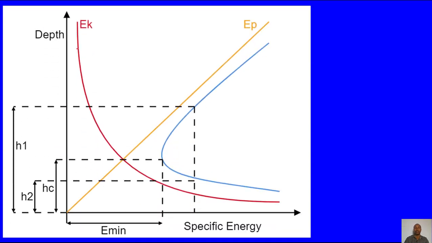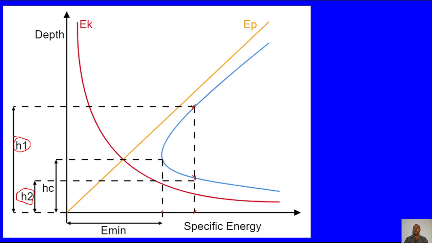So let us see now. This is the graph showing the specific energy versus the depth. You have the potential energy and the kinetic energy graph, and this is the specific energy graph. Then for the same specific energy, you may have two alternate depths, H1 and H2.